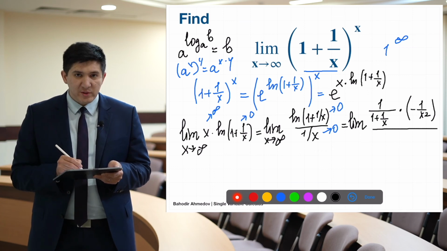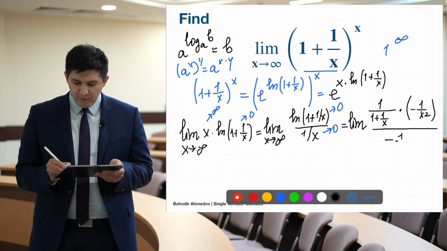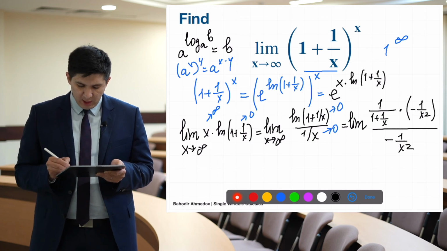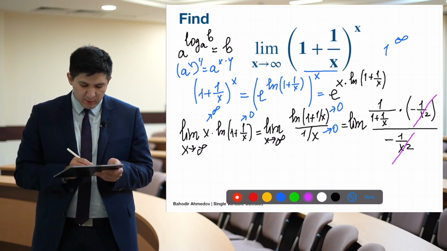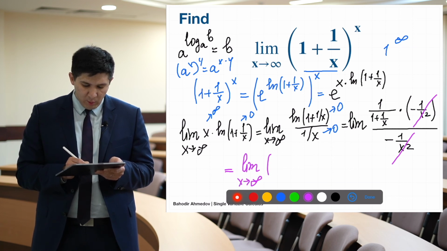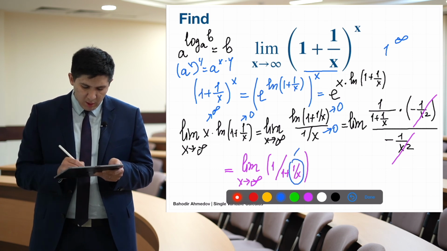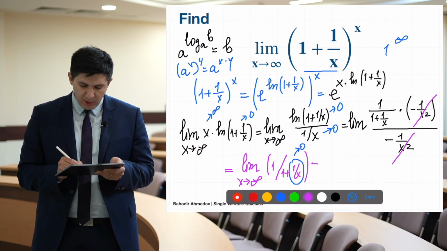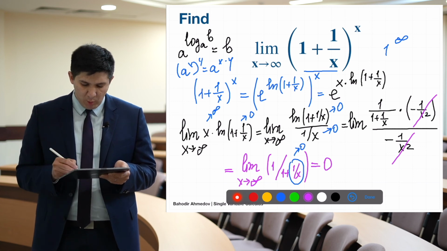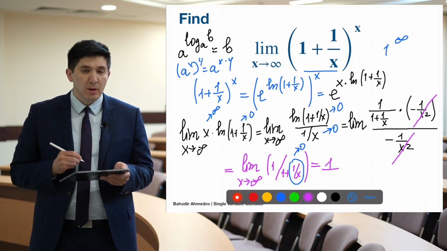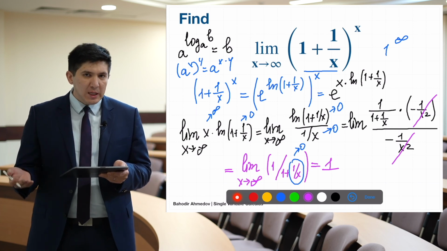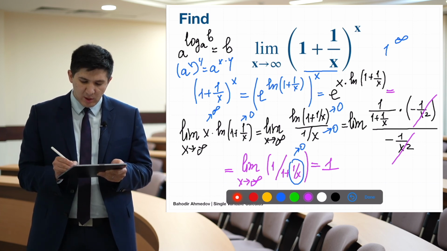Then the derivative of the denominator is going to be minus 1 divided by x squared. We're going to cancel this term and this term out, and what we have here is the limit as x goes to infinity of 1 divided by 1 plus 1 over x. And when x goes to infinity, this term simply goes to 0, right? So this is equal to 1, sorry, 1. The limit of the power of e is 1, so that is why this limit is going to be equal to e.